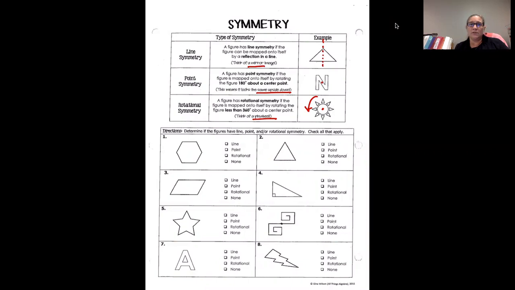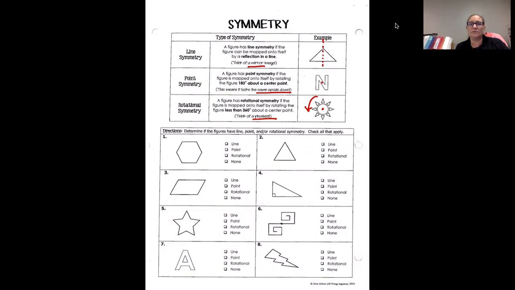So a line symmetry, a figure has line symmetry if the figure can be mapped onto itself by a reflection in a line. I think of that as you've cut the figure in half. Point symmetry, the figure has point symmetry if the figure is mapped onto itself by rotating the figure 180 degrees about a center point. That means it's the same upside down.